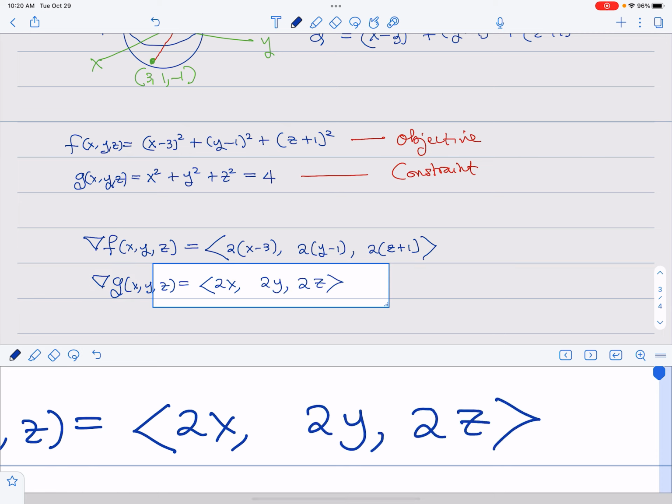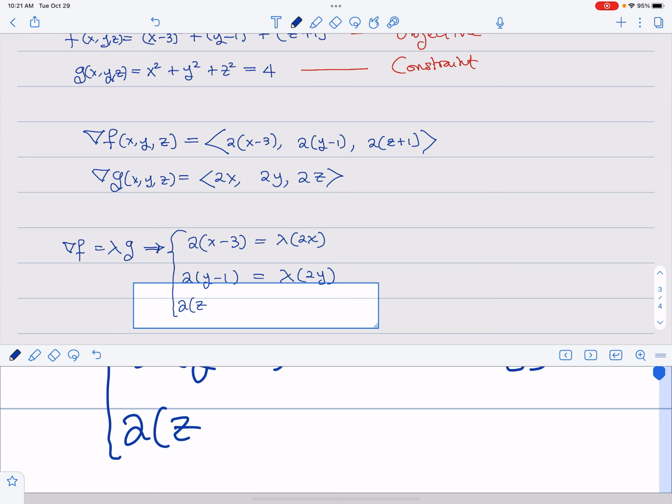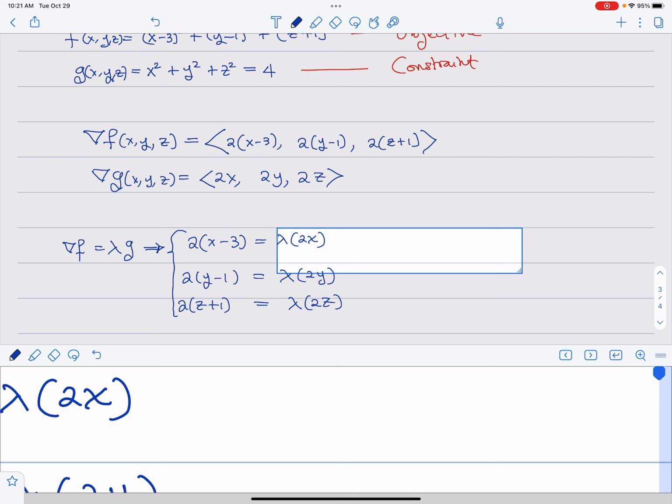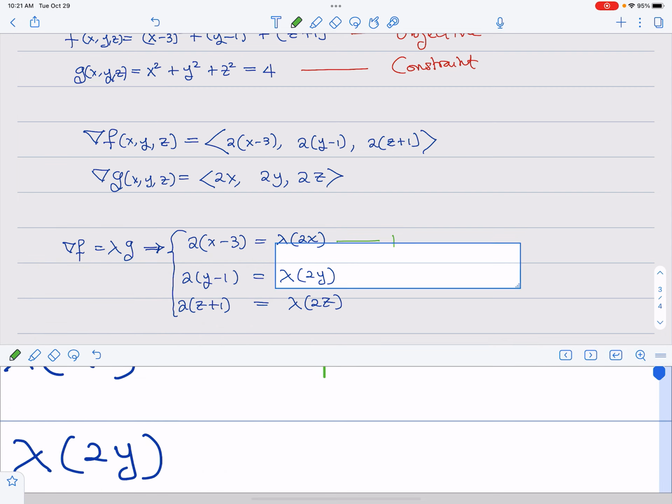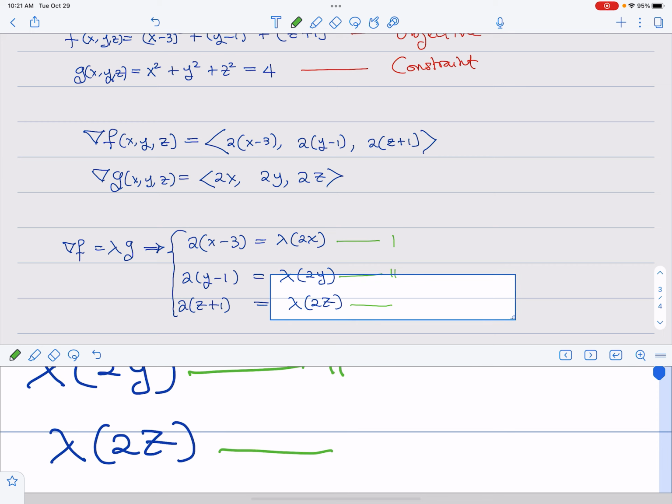So this is going to give us 3 equations already. This is going to give us the equation that 2 times x minus 3 is equal to lambda times 2x, and then 2 times y minus 1 is lambda times 2y, and that 2 times z plus 1 is lambda times 2z. And then, let's call this equation 1, equation 2, and equation 3.